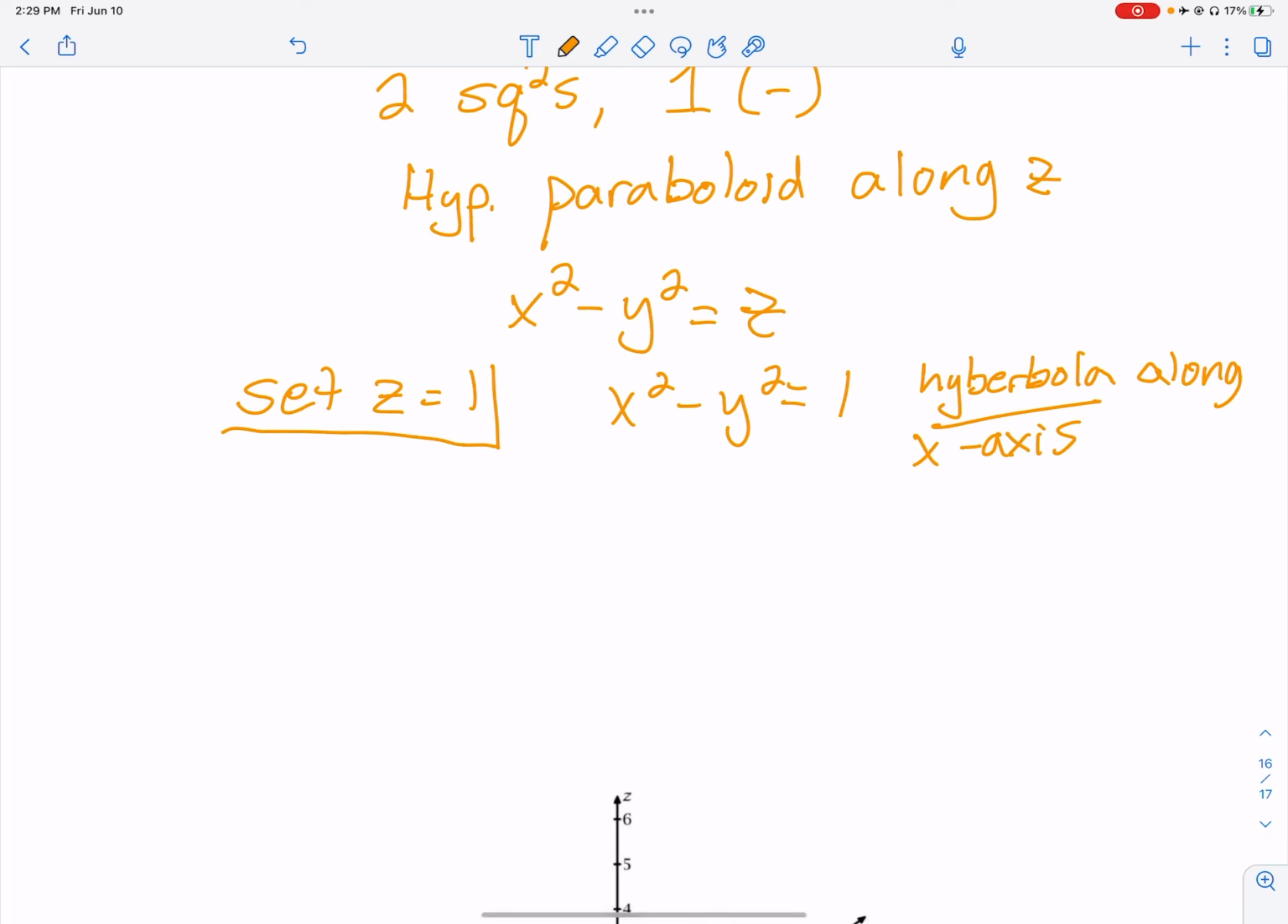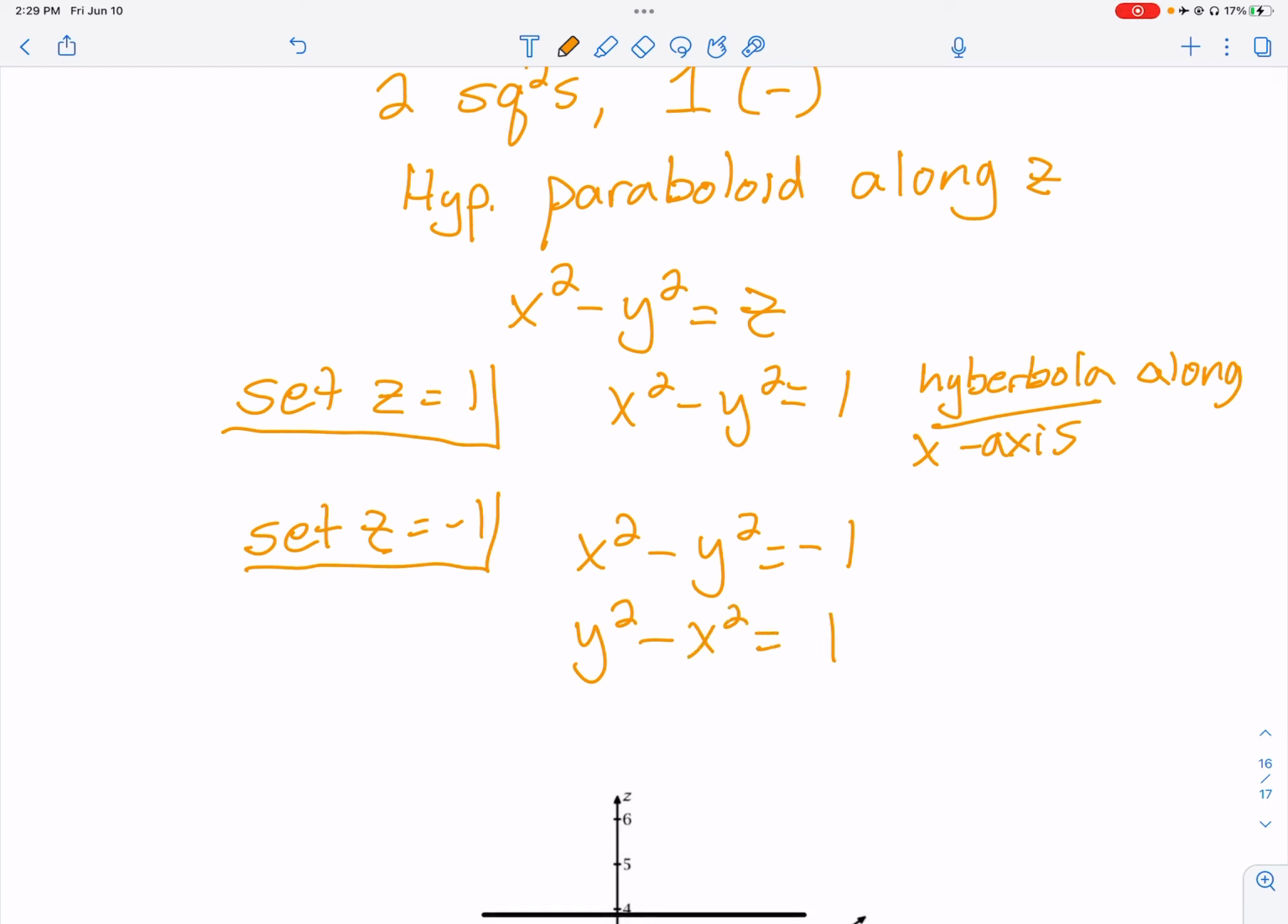Check out hyperbola, graph that. We're actually just going to look at the 3D graph on this one because you can't really see it when you do it by hand. So we get x squared minus y squared equals negative 1, which if I multiply both sides by negative 1, flips this, makes it a positive 1. This is the same thing except for the y-axis. So it's a hyperbola along the y-axis.